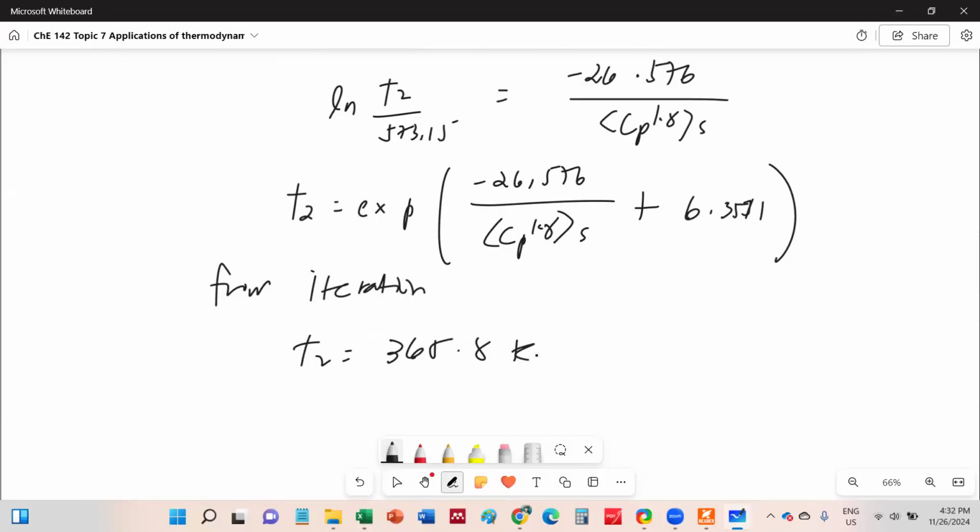Okay, now the question is, do we resolve S2R? Yes, because our initial S2R is just a guess, right? We use the temperature 370 for the initial R. So we resolve S2R using the new temperature, the new T2.